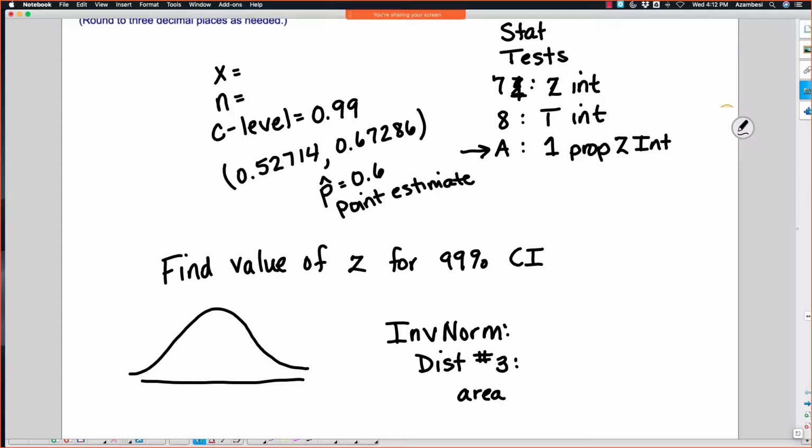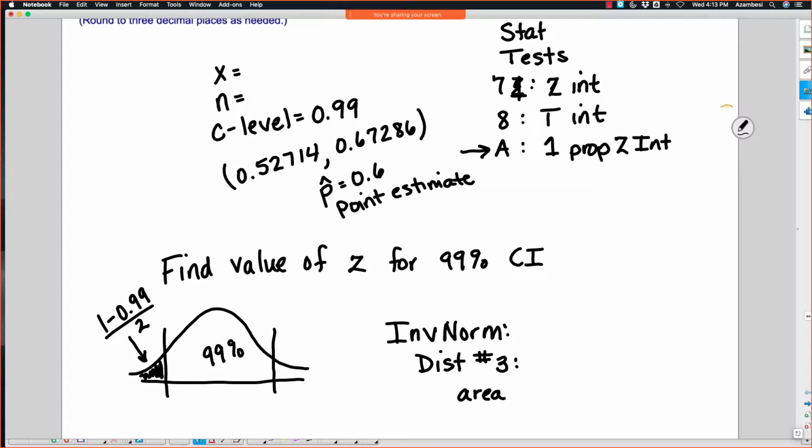Now, finding that area, when we're constructing a confidence interval, if I want a 99% confidence interval, then I want 99% of the area in the center of the distribution. But the inverse normal function is set up to work with the tails. So what you have to be able to put in is the 1 minus alpha over 2, this value here. So this is 1 minus 0.99 all divided by 2. And that's the area that you have.